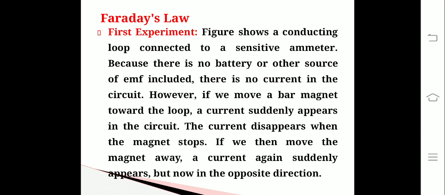In this experiment, current appears only if there is a relative motion between the loop and the magnet. The current disappears when the relative motion between them ceases. Faster motion produces a greater current.